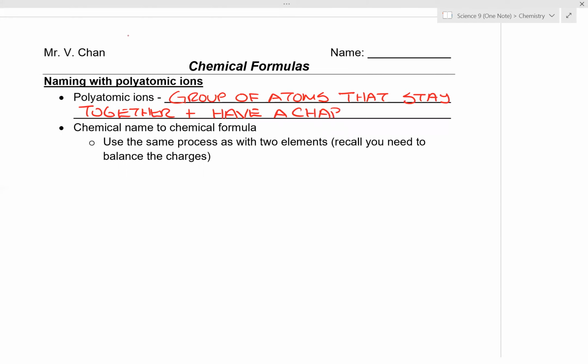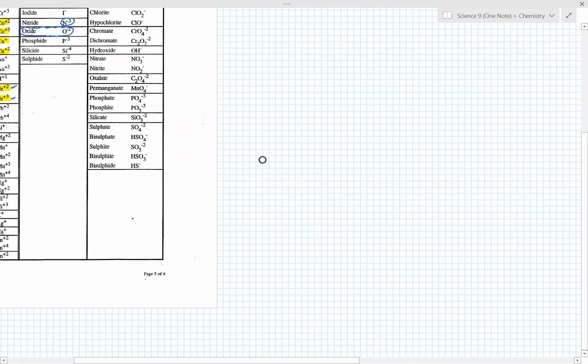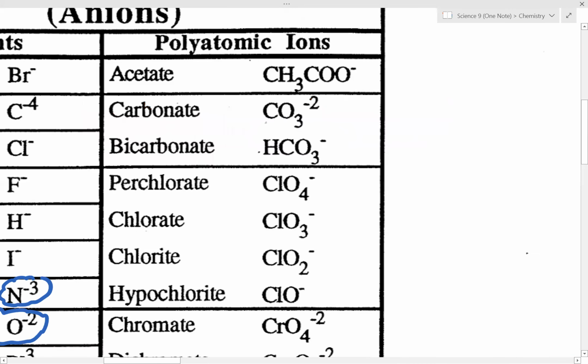If you take a look on the periodic table that I gave you, the polyatomic ions are this list down the right-hand side. Each one is a group with an overall charge. For example, one carbon and 3 hydrogens are grouped together, and it has an overall charge of -2.